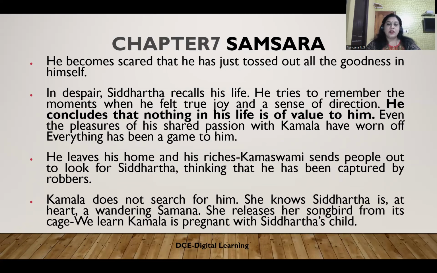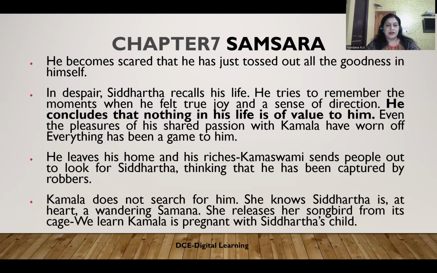He leaves his home and his riches, but out of concern, Kamaswami sends people to look out for Siddhartha, thinking that he has been captured by robbers. But then Kamala does not search for him. On the contrary, she knows that Siddhartha is at heart a wandering samana. She releases her songbird from its cage.